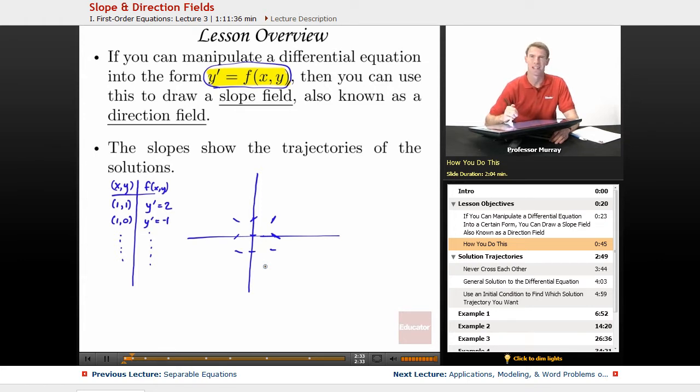We're going to have some practice with that over the course of this lesson. You'll get the idea. In the long run, this is something that you want to do on a computer. You want to have a computer draw slope fields or direction fields for you. And then the way you use them is you look at them and you can see some of the solution trajectories to the differential equations. So let me talk a little more about that.